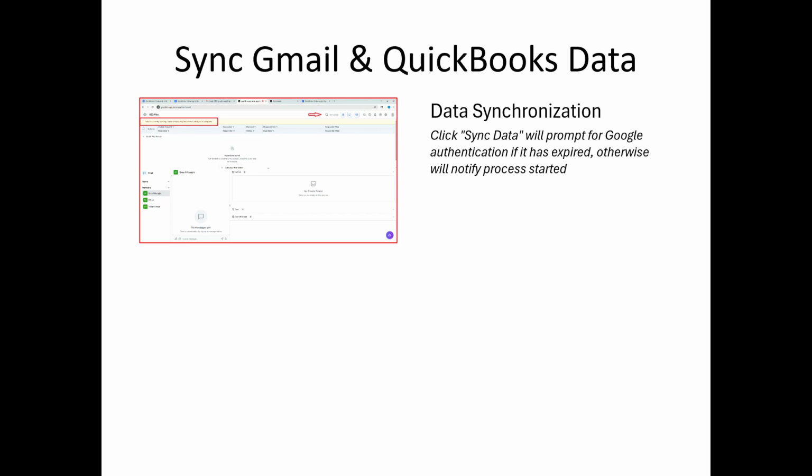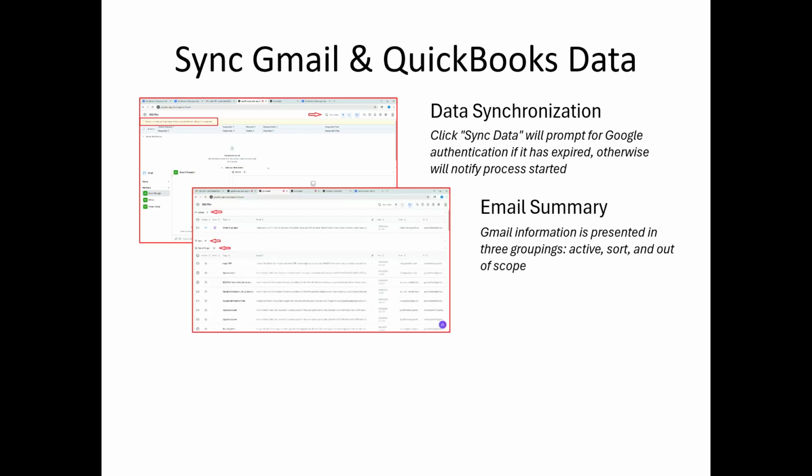On the top control section, there's a data synchronization or sync data icon, which will prompt again for Google authentication if it's expired. Otherwise, it'll go straight to notifying them that the process is running. The process upon completion will have an email summary, which gives the summarized information from the email based on whether it's active, sort, or out of scope.